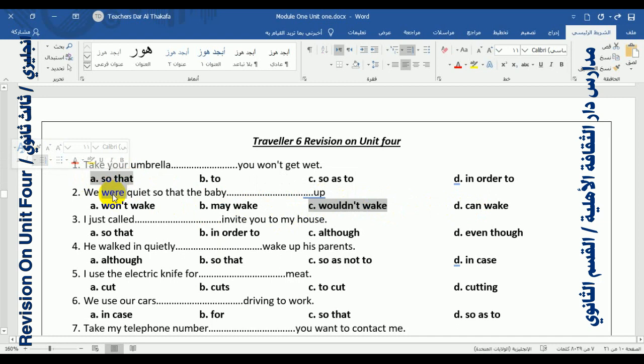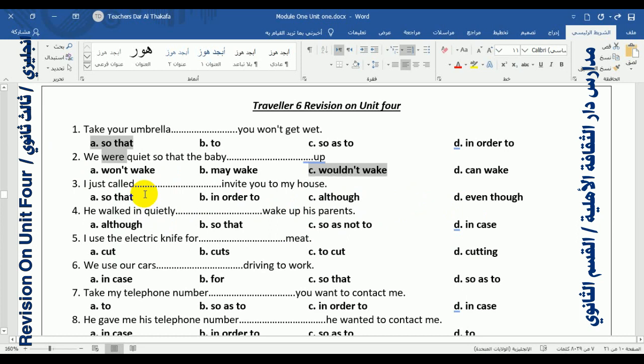I just called you to invite you to my house. هنا invite عندي verb one، invite يدعو، ايش اللي بعدها verb one في دول؟ هقول so that ولا in order to ولا although ولا even though؟ طبعا هنا invite you لكي أدعوك to my house. Yes, it's in order to لكي. طبعا اكتب لي المعنى هنا في الفراغ: in order to لكي.